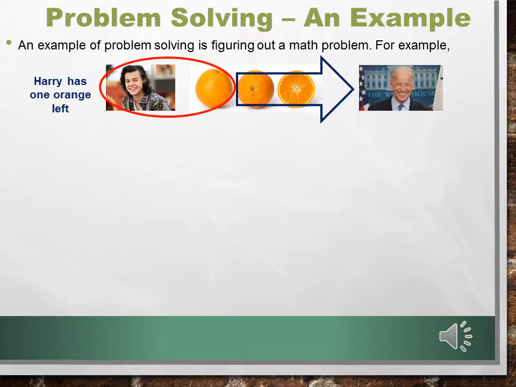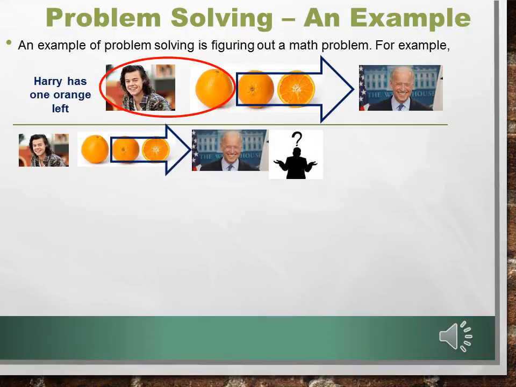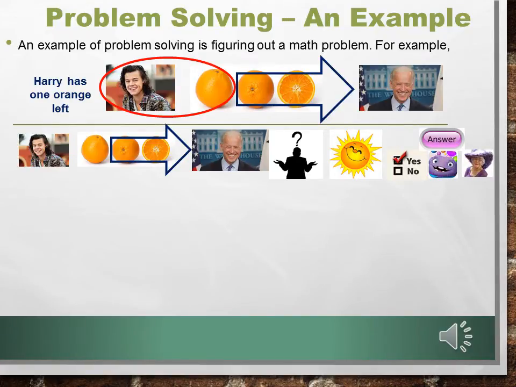But it's important that we follow the correct order or this happens. Harry has 3 oranges. He gives 2 oranges to Joe. The question is, what is the circumference of the sun? The answer is yes, because aliens don't wear purple hats. We need to follow the correct order or we'll never solve the problem.